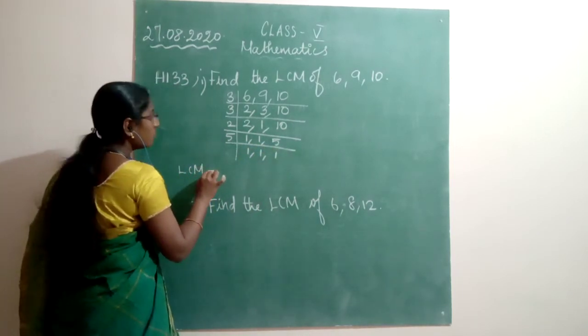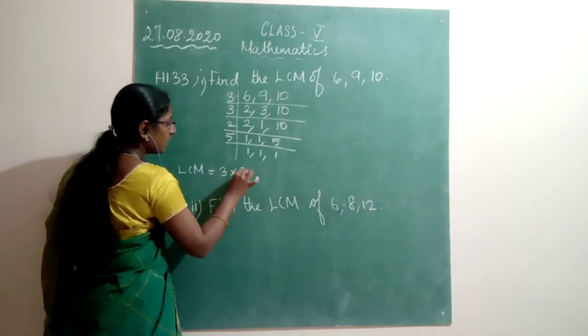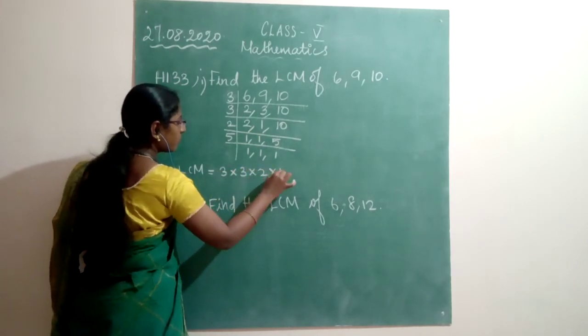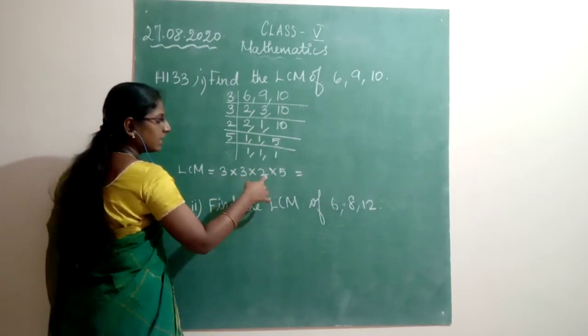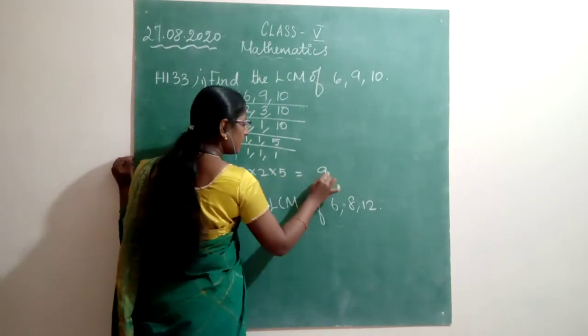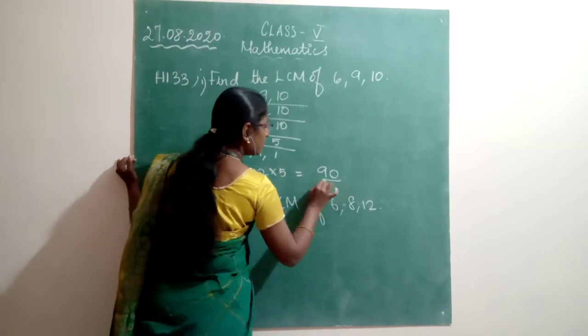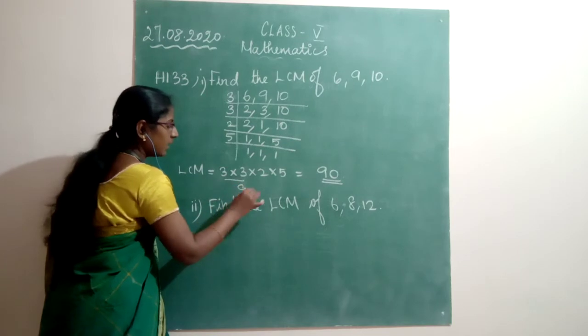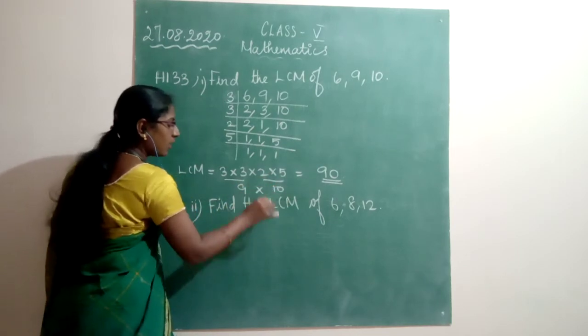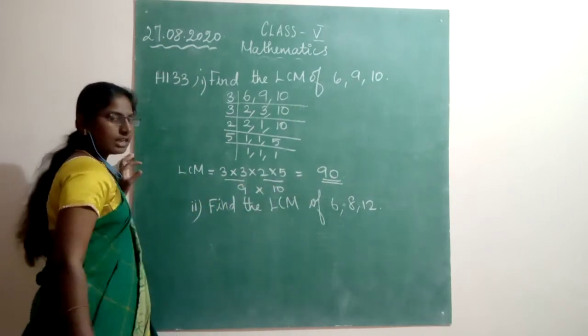LCM is equal to 3 into 3 into 2 into 5. That is 3 3s are 9. 9 2s are 18 and 18 5s are 90. So 90 is your LCM. See, this is 9 and this is 10. So 9 tens are how much? 90, right? Is it clear?